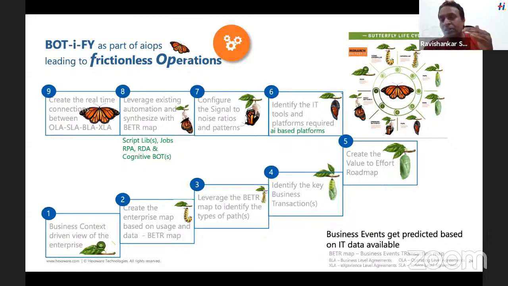So every business event, like account opening, customer onboarding, credit initiation, what are the IT transactions which cut across multiple IT platforms that are associated with it? And what are the underlying technologies behind this? This mapping has to be there, which is what we call the GPS of the enterprise, or the maps. It's also known as BETR, better maps, that's how we call it. That gives that connect.